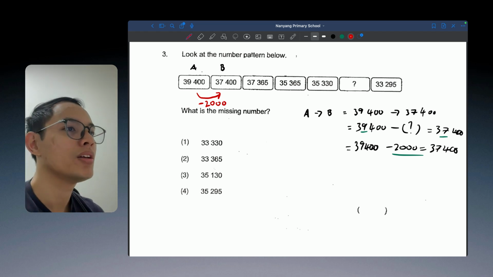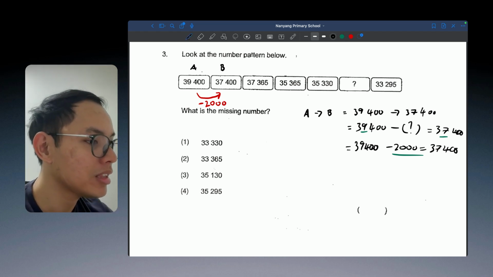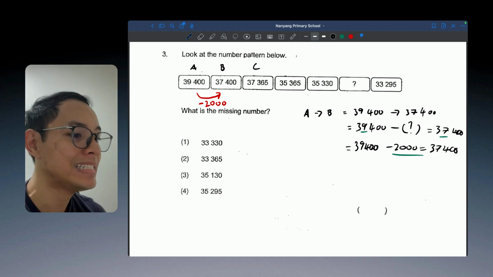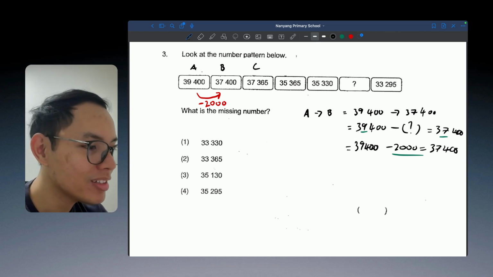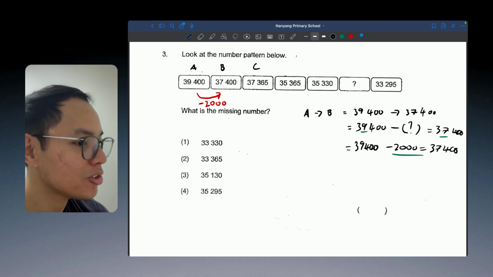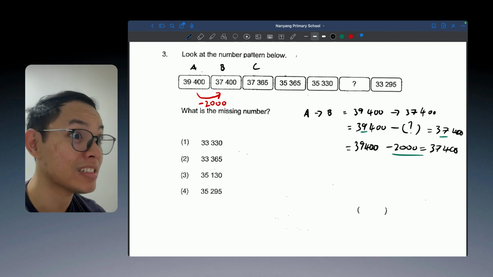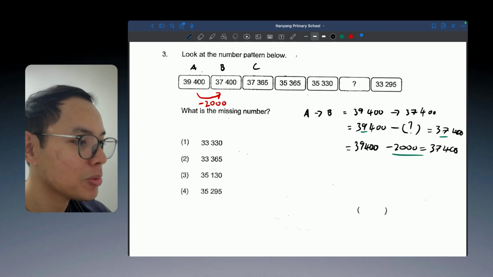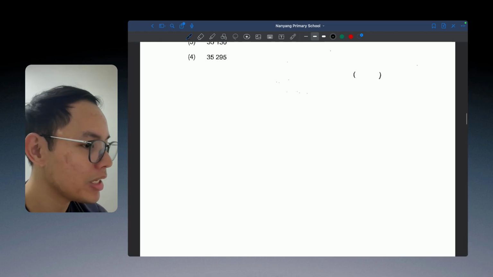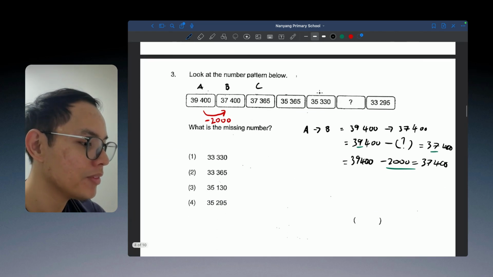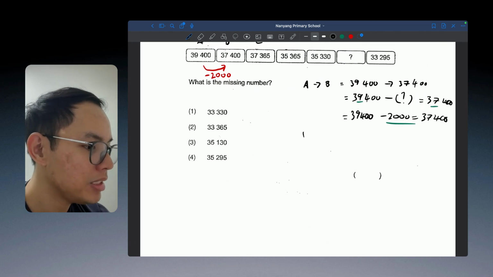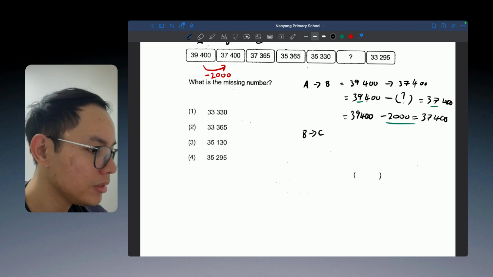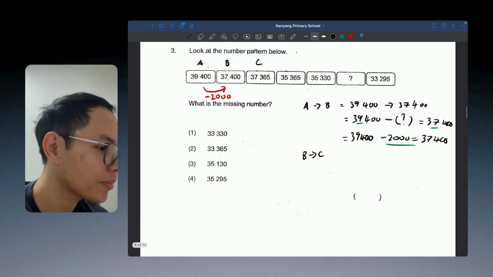All right, so maybe your thinking is, okay, the third number or the number at C, right? Same thing, right? Minus 2000. No, no, no, no. You need to be careful that you cannot assume every pattern is the same, right? So now we go to B and C. Okay, so we know A and B. Let's see what is B and C, right? So with this, B goes to C. So what is B and C?